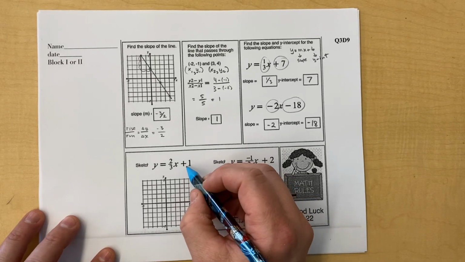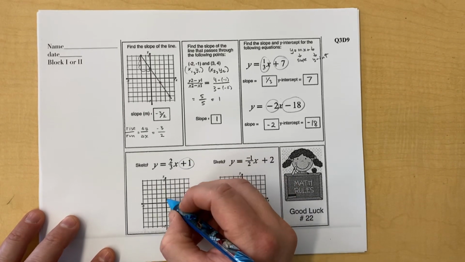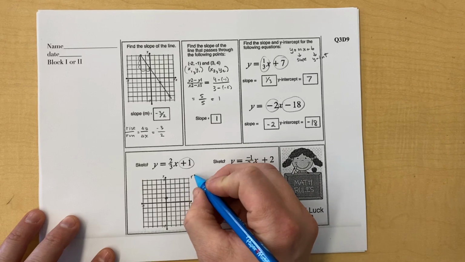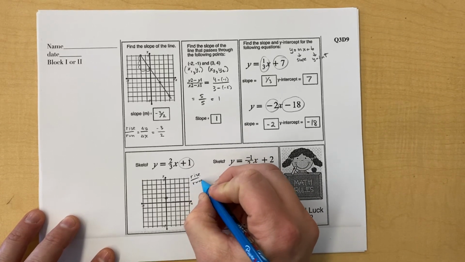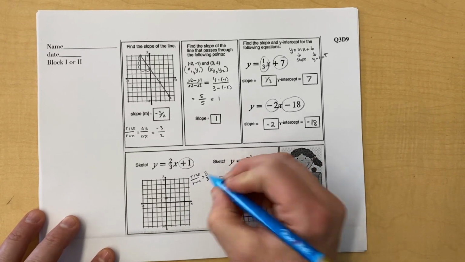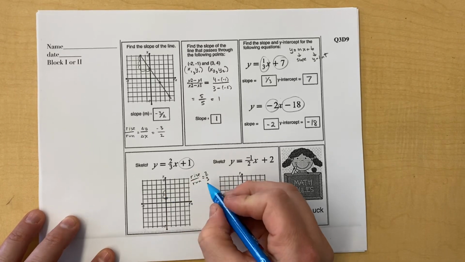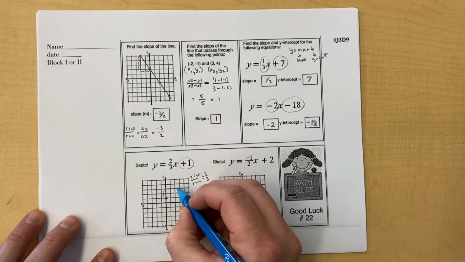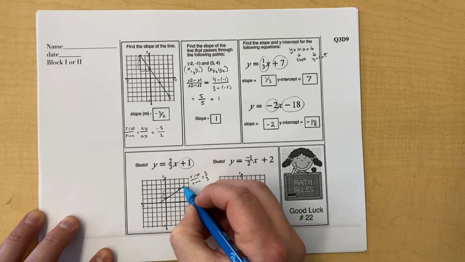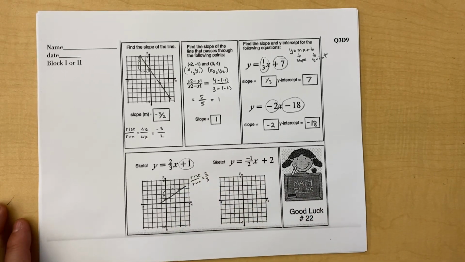So the first thing, we need 2 points to make a line. So my y-intercept is 1. The slope is 2/3, rise over run. So my rise is 2. My run is 3. 1, 2, 3. There's the 2 points that I need to make a line.